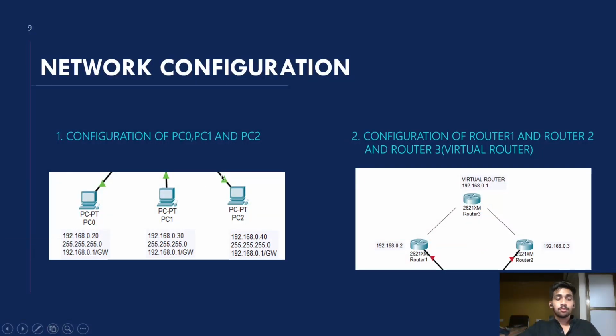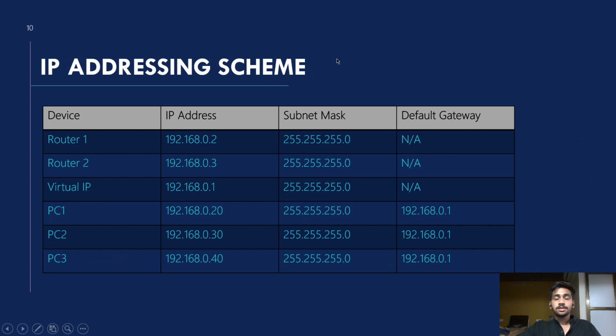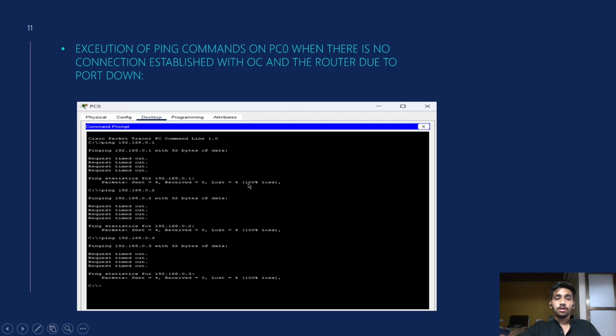Now let's move on. Here is the IP addressing. As we discussed in the previous slide, the IP addresses of the routers and PCs were mentioned in the diagram. Here it is given in tabular form for your better understanding. Router 1 is 192.168.0.2, and router 2 is 192.168.0.3. The virtual IP that is used for any failover in the network is 192.168.0.1, and for the three PCs the default gateway is 192.168.0.1, that is the virtual IP used for failover.